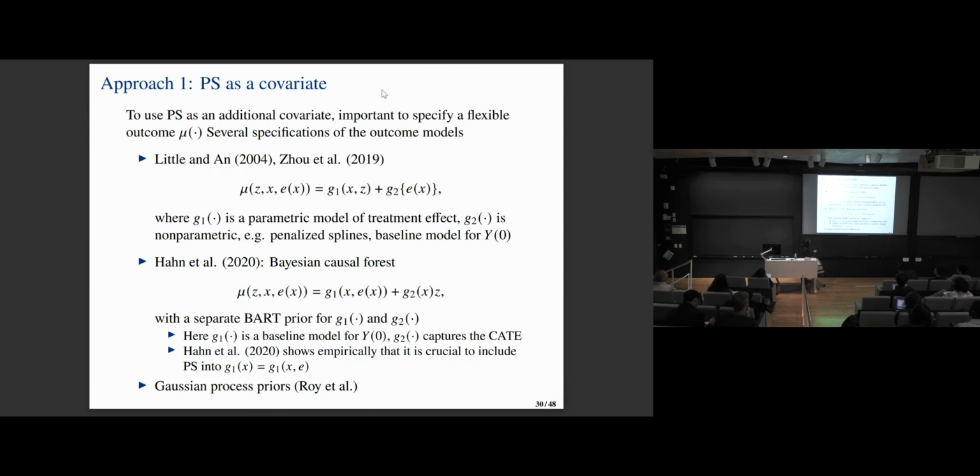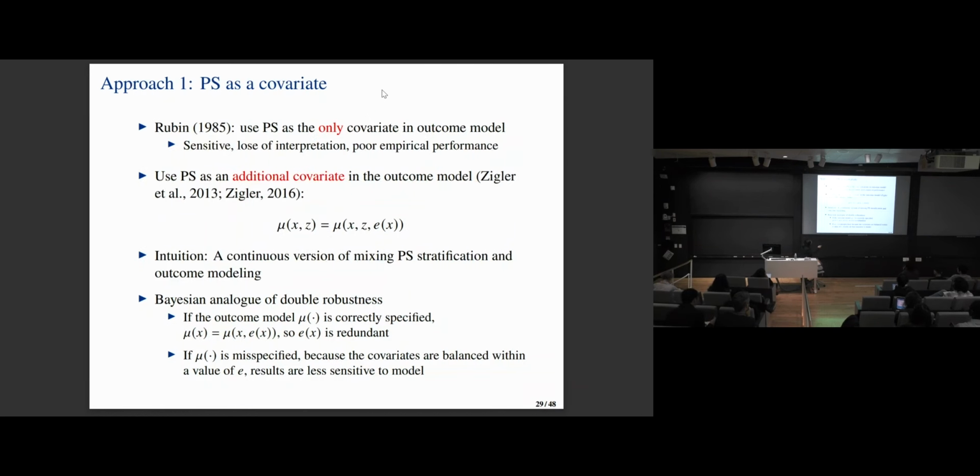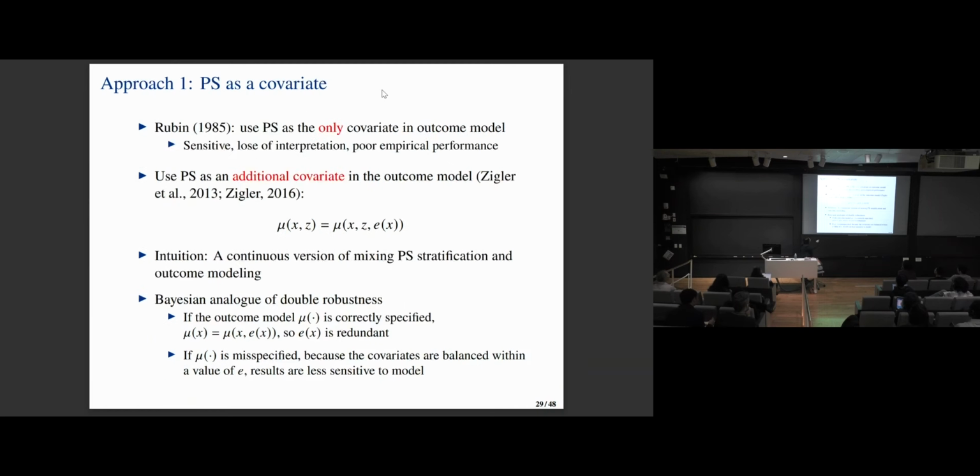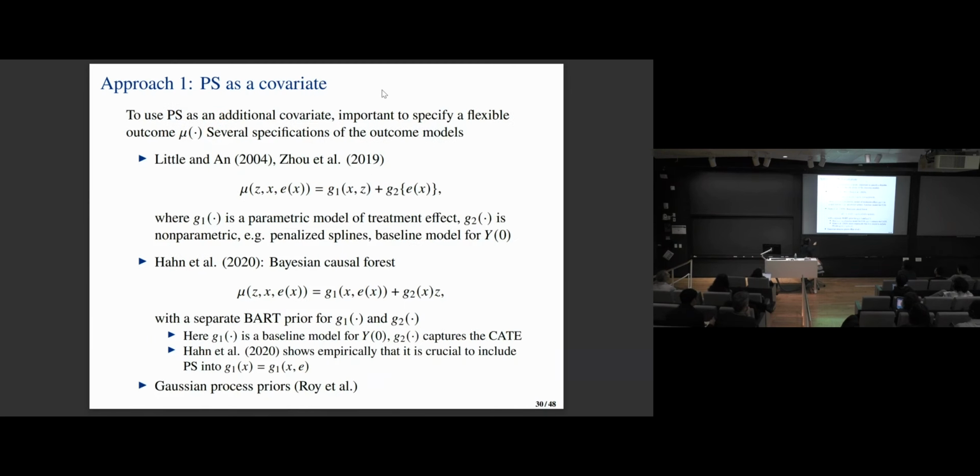The key thing is you still want this model to be flexible. Rubin, Little and colleagues have several similar ideas, but they're not Bayesian. They're purely model-based. And then this paper is the first Bayesian version of that. The similar idea is, I'm going to reparameterize this, still using the propensity score as an additional covariate. But you have a parametric model for the treatment effect, like the X and Z, and then for everything else you use the propensity score with a non-parametric model like penalized splines, so you can achieve this double robustness. It's a similar idea, just a different parameterization.